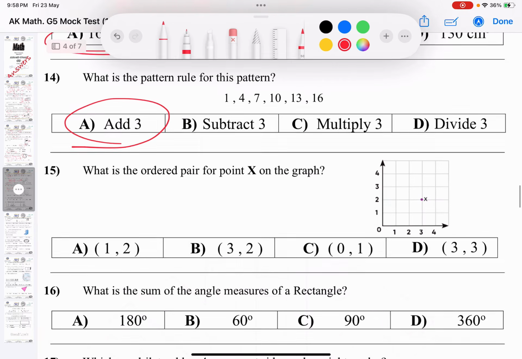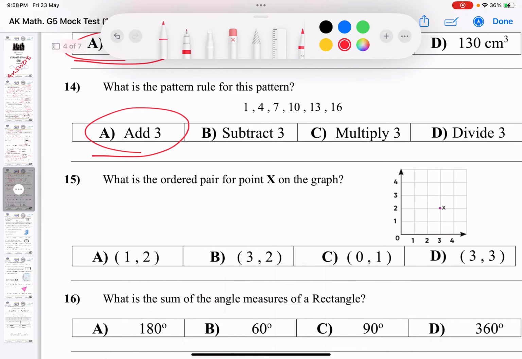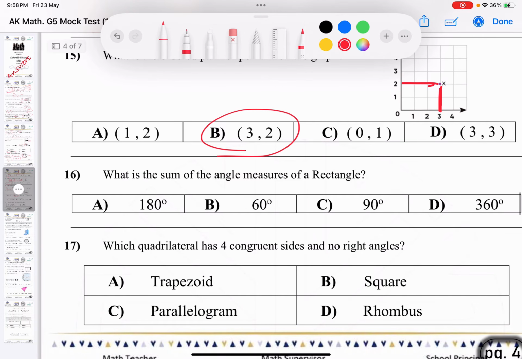Now, what is the ordered pair of the x? This x, its coordinates are what? 3 and 2. So where is 3 and 2? It will be B. Now, what is the sum of the angle measures of a rectangle? The rectangle is a quadrilateral, and we know that for a quadrilateral the sum will be 360, okay?